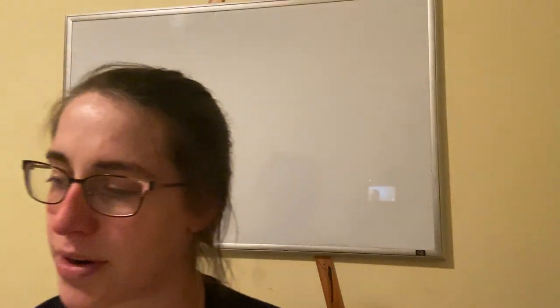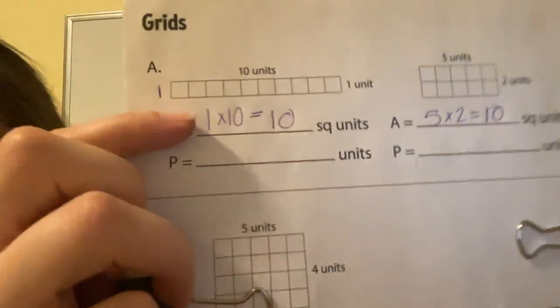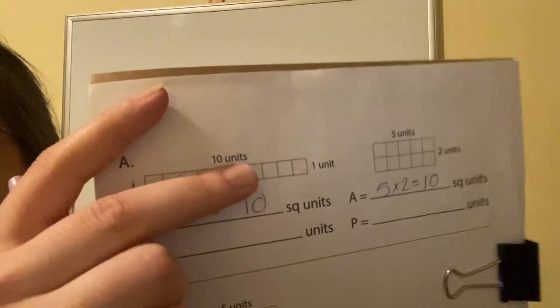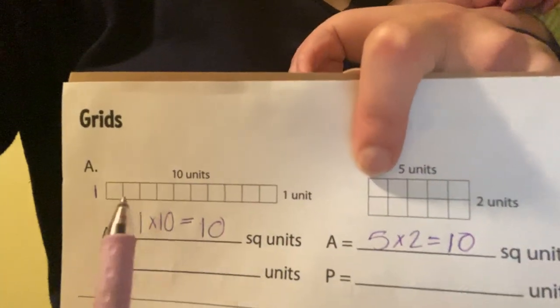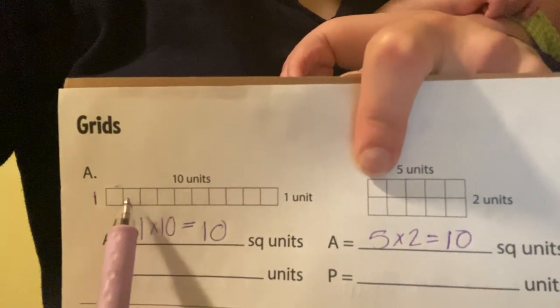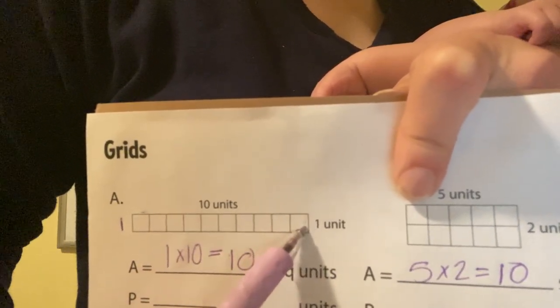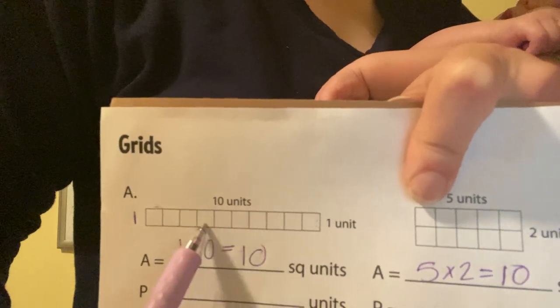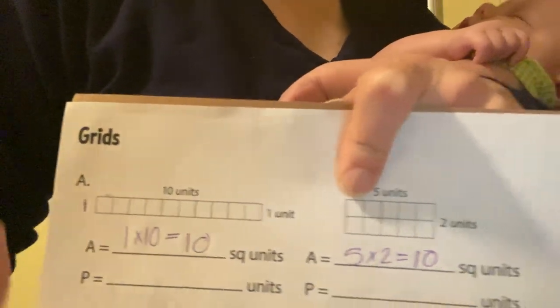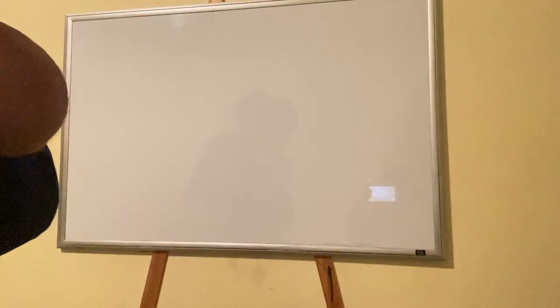Okay, to find the perimeter of the first one, you add all the side lengths. So let's start up here, start at the top. 10 plus one. It's better if I stand. You'll do 10, so starting on this line here, don't forget about all these little lines on the inside. Those don't matter anymore. We found the inside. 10 plus one plus 10 plus one. Write that as your equation.